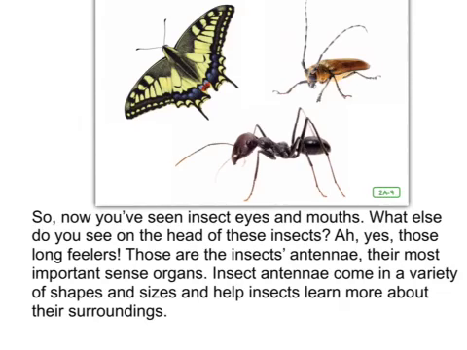So, now you see an insect's eyes and mouth. What else do you see on the head of these insects? Yes, those long feelers. Those are the insect's antennae, their most important sense organs. Insect antennae come in a variety of shapes and sizes and help insects learn more about their surroundings.